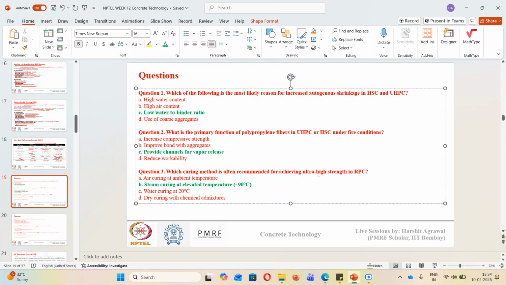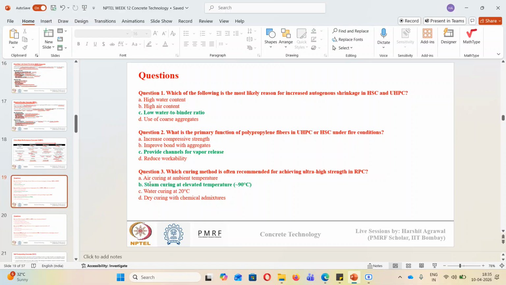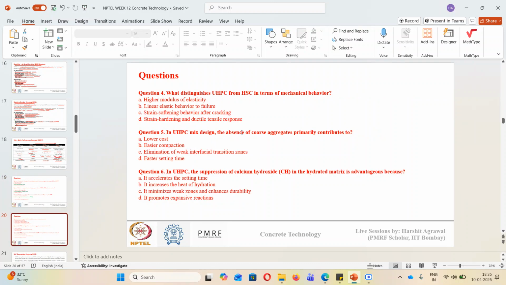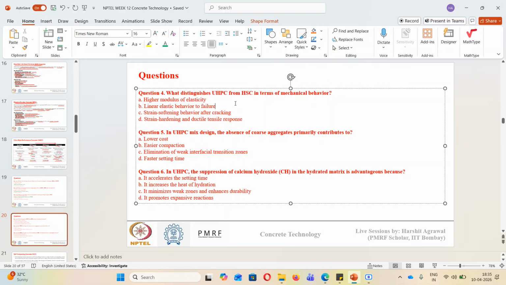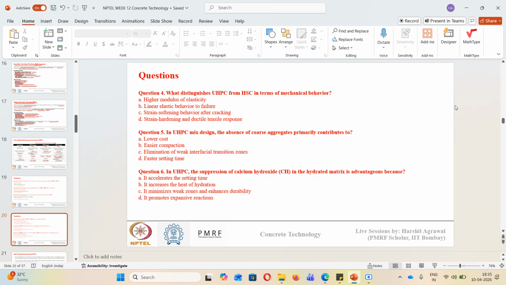In case of ultra high performance concrete systems, that's why steam curing becomes an important thing, because as we increase the temperature, we are increasing the kinetics of the reaction. Question number 4. What distinguishes an ultra high performance concrete from a high strength concrete in terms of mechanical behavior?